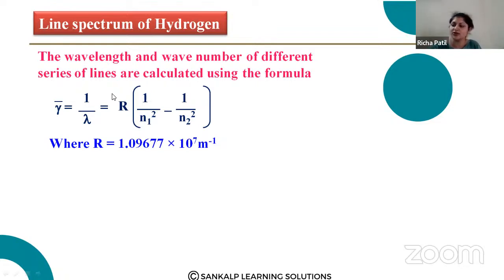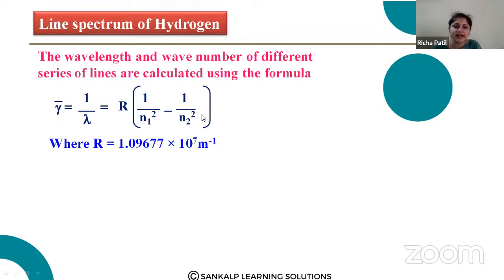Hydrogen molecule means it consists of two atoms of hydrogen. This hydrogen molecule is taken in an electric discharge tube. What happens? The hydrogen molecule undergoes dissociation into two hydrogen atoms. When it dissociates, it absorbs some energy and gets excited.